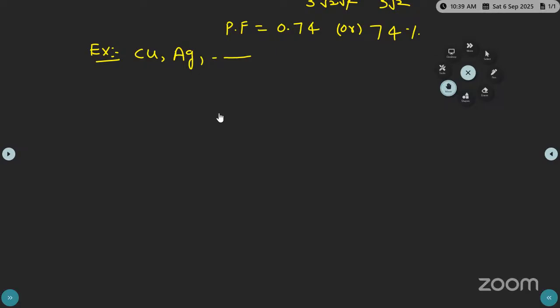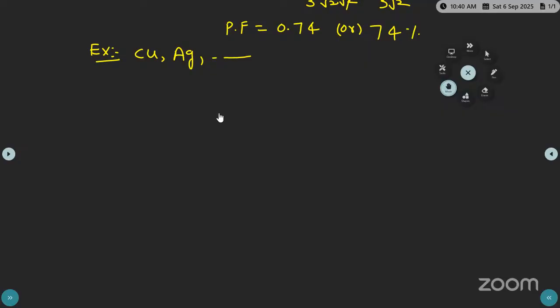What do you mean by crystallography? It is a branch of science which deals with the geometry and formation of the crystal structure, and the study of the different physical properties related to crystals. How crystals form and how their properties are studied, that whole study is called crystallography.